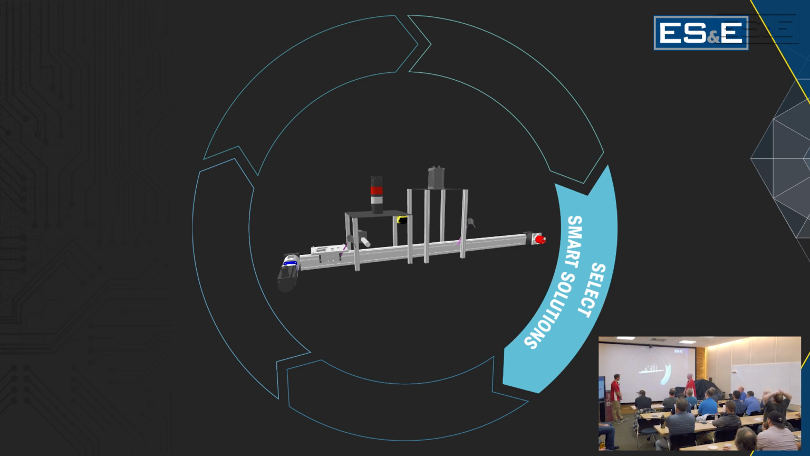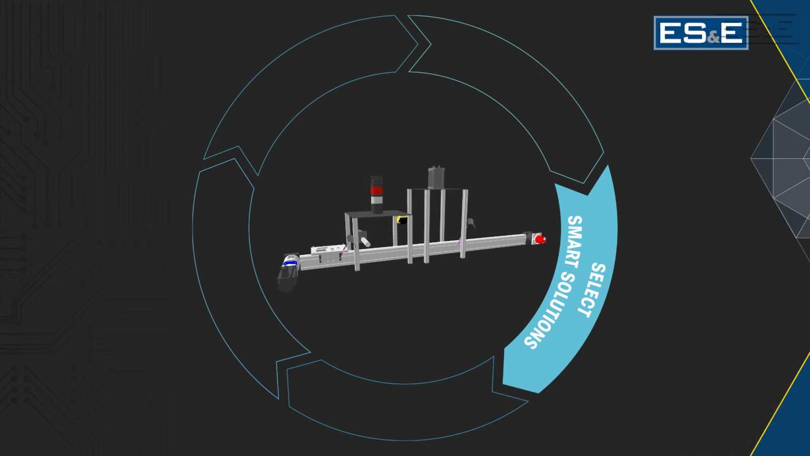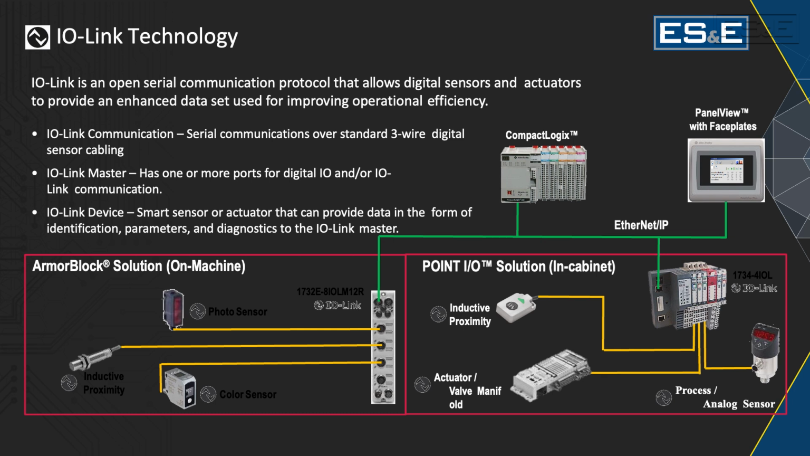Can we talk a little bit about some of the technology that we're going to use? What do you think about integrating IO-Link technology on your machine? I have no idea what IO-Link is. IO-Link technology is an open serial communication that's going to allow your sensors and actuators to provide enhanced data on your machine. It looks like it's just a single cable that comes from each input device, each instrument, and goes back to a block. That's correct.